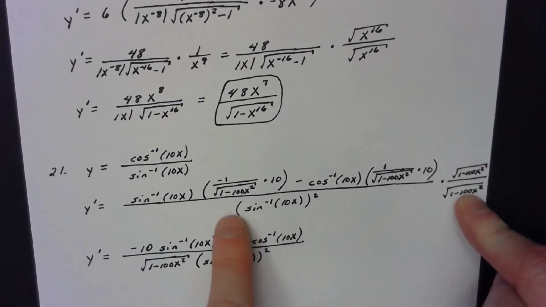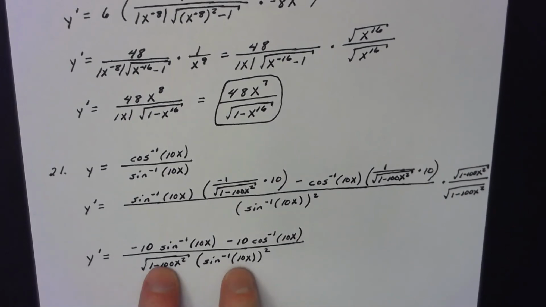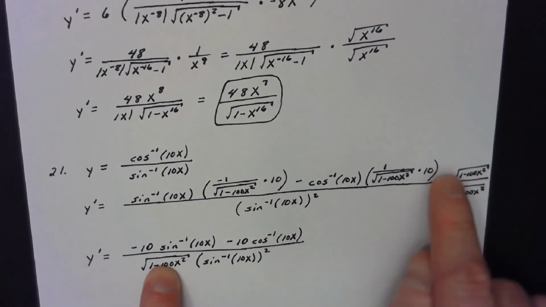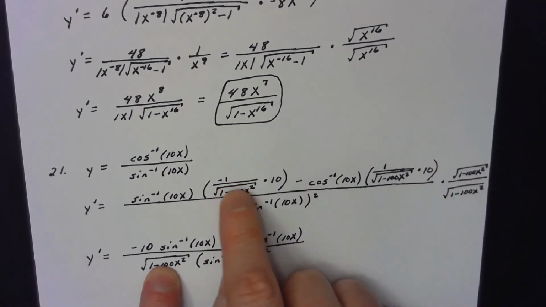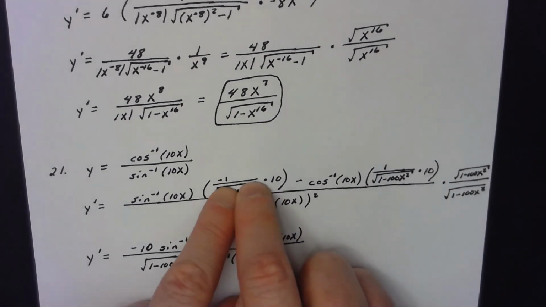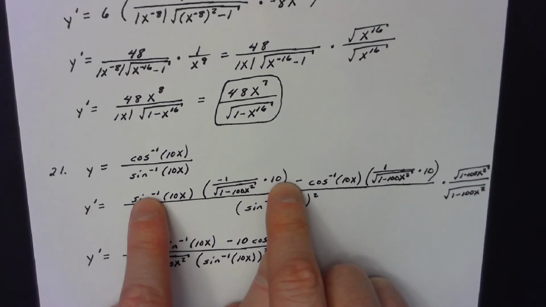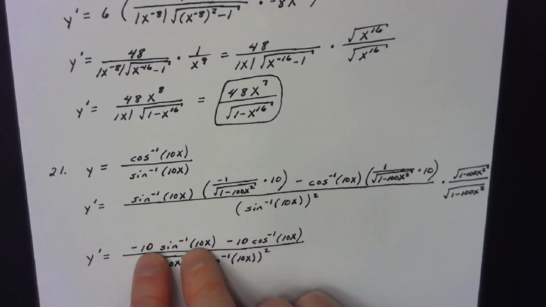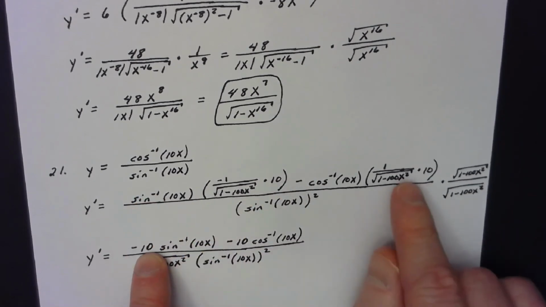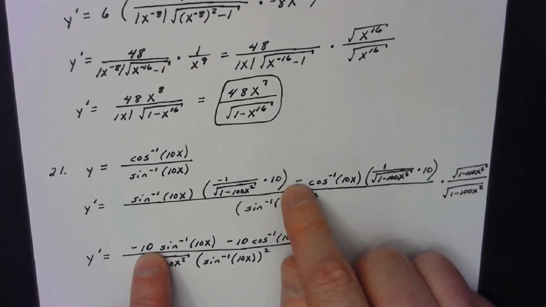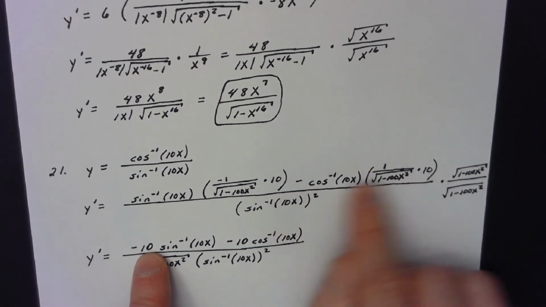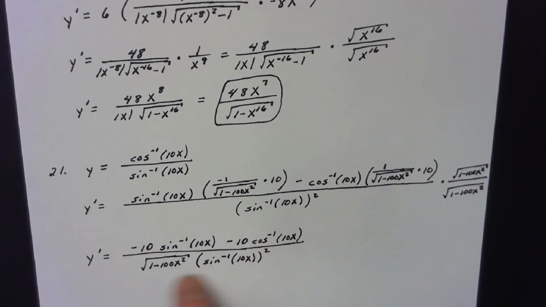When I multiplied by it in the denominator, I just brought it out in front. When I multiplied by it in the numerator, it's going to cancel that term out, and notice your first term is just going to be -10 times the inverse sine of 10x. That's where that comes from. Your second term, again, minus, and you would have 10 inverse cosine of 10x. Simplified answer right there. That would be a good final answer.